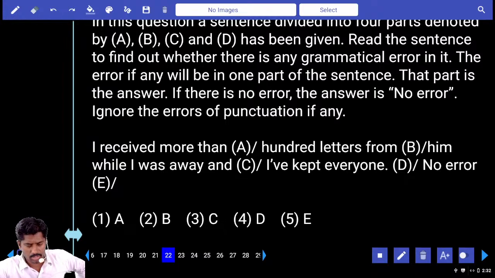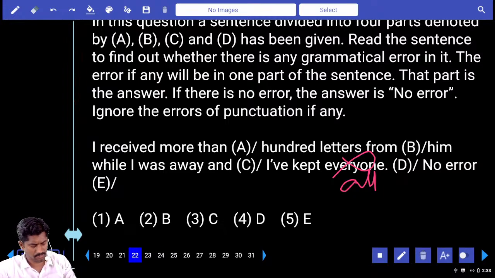I received more than 100 letters from him. More than 100 letters received chesukodam jarigindanta adda nunchi. While I was away and I have kept everyone. I have kept everyone wrong. I have kept all of them. And 100 letters, more than 100 letters I have kept. I have kept all of them or all. Everyone kaadu.